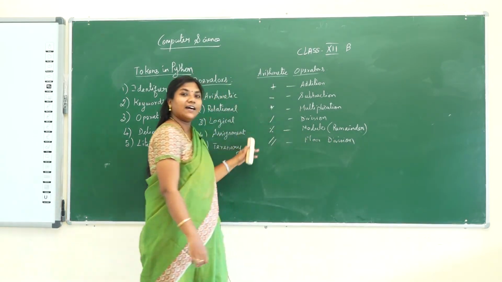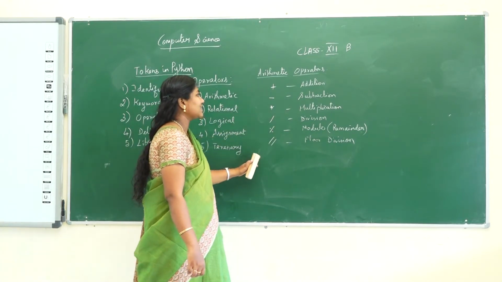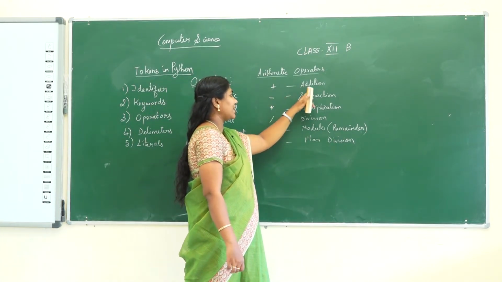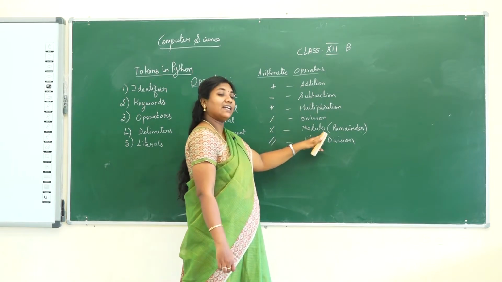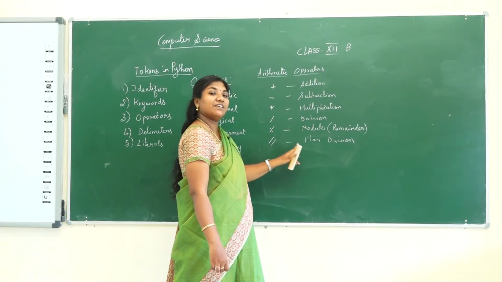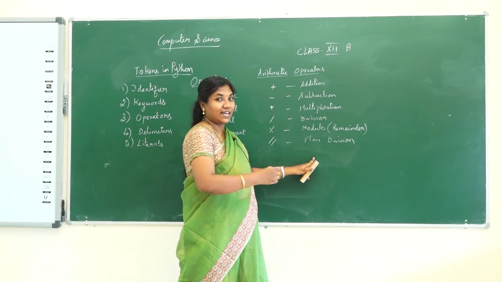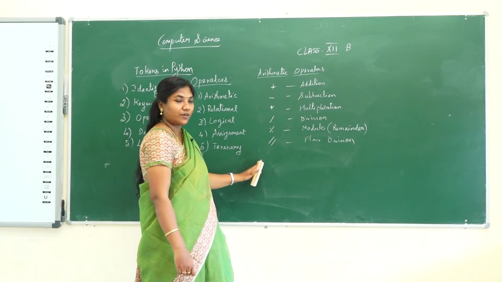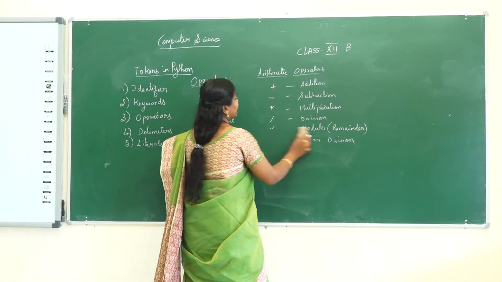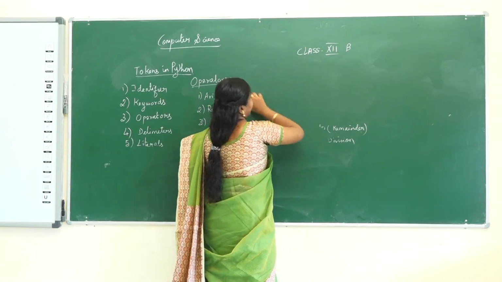So these are all the arithmetic operators and their descriptions. Plus, addition; minus, subtraction; everything you know. The modulo symbol gives the remainder, and double slash gives the floor division. The answer will be an integer. So these are all the arithmetic operators. Now we will see a program using the arithmetic operators.